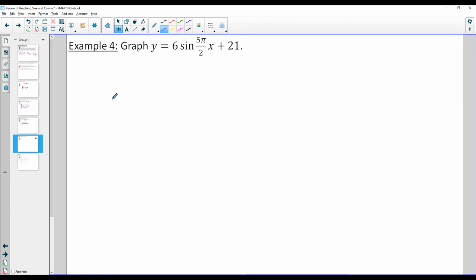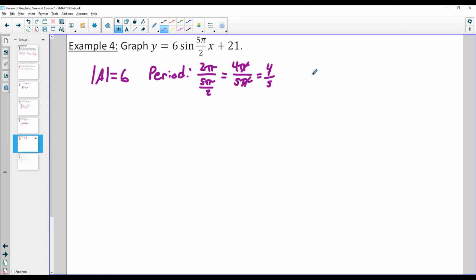One more here. Again, our amplitude is just going to be 6. Our period, this is where this one gets a little different. Our period is 2 pi divided by 5 pi halves, which is like multiplying by the reciprocal, so it's going to be 4 pi all over 5 pi. Pi's are going to cancel, and we're just going to have 4 fifths, which is weird because we usually like to have a pi in there, but the pi's cancel out, so it's just 4 fifths. And our vertical shift is 21.